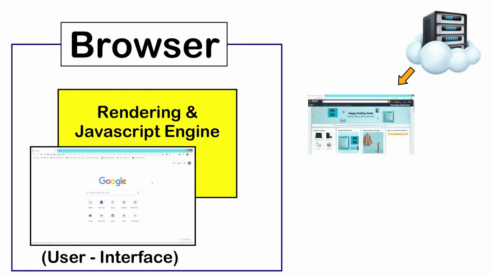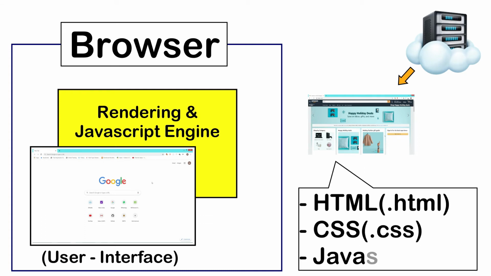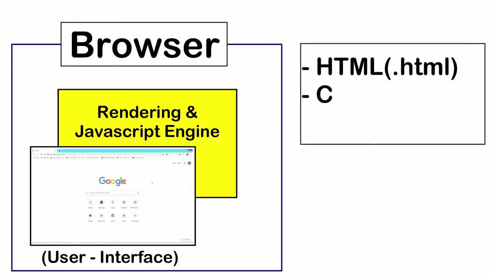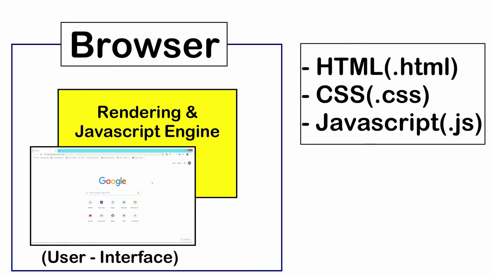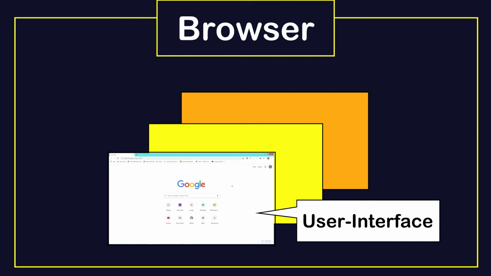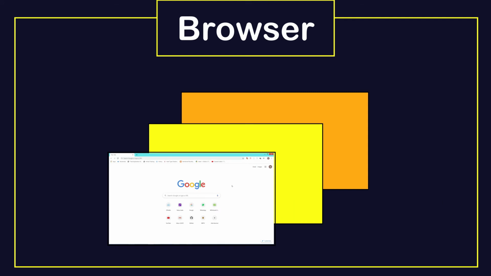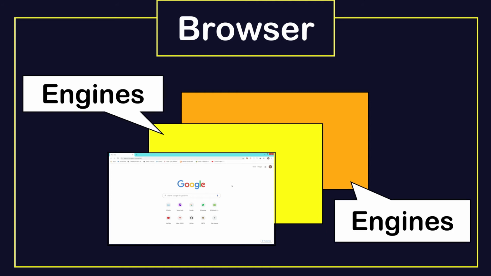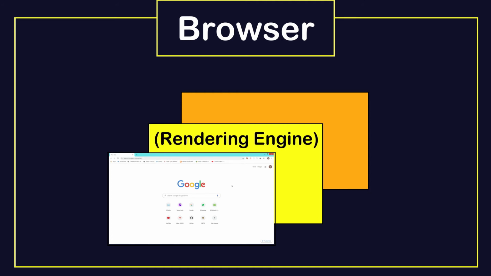So when the client machine receives a dynamic page, it contains HTML, CSS, and JavaScript, but that is in text format. So HTML and CSS, and of course JavaScript, which is received as text, is compiled and executed in the browser. So under this user interface, the browser has several modules or software modules, which we call engines. The two most commonly used terms with reference to engines are rendering engine and JavaScript engine.